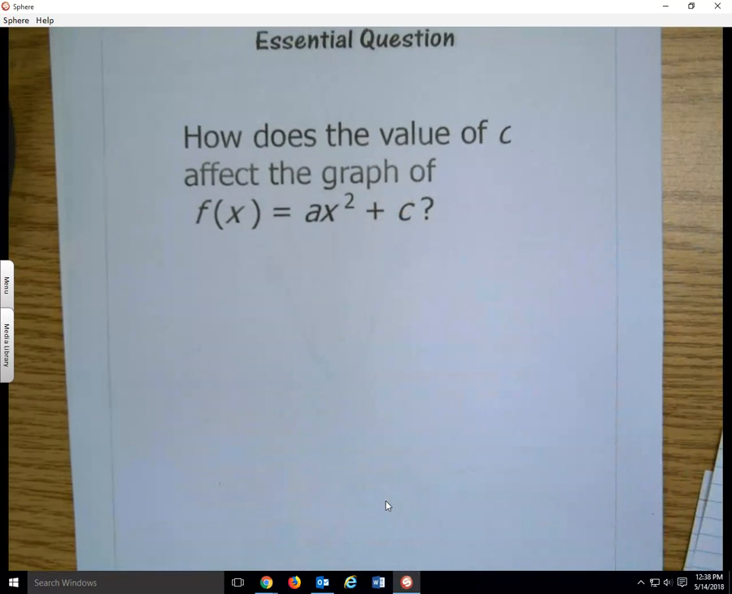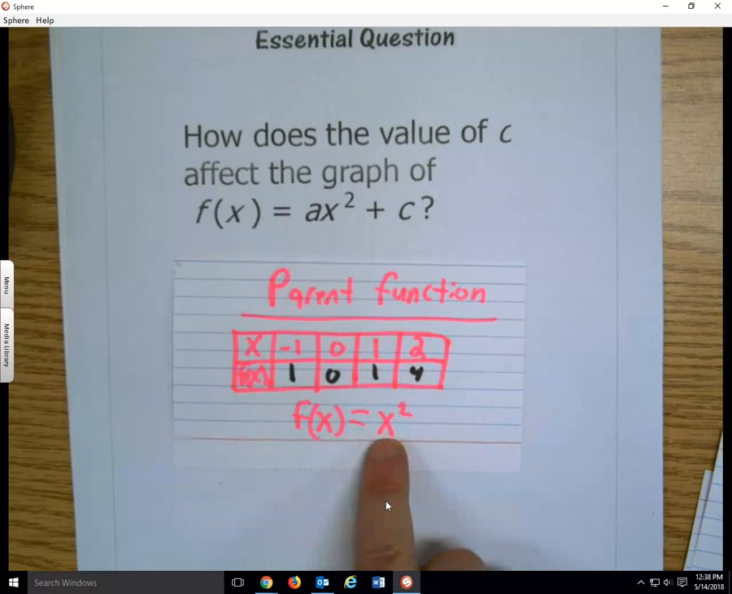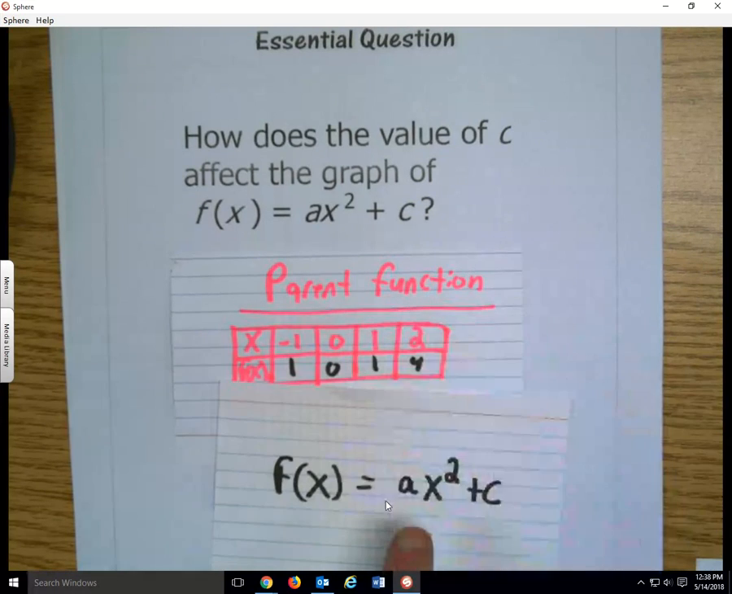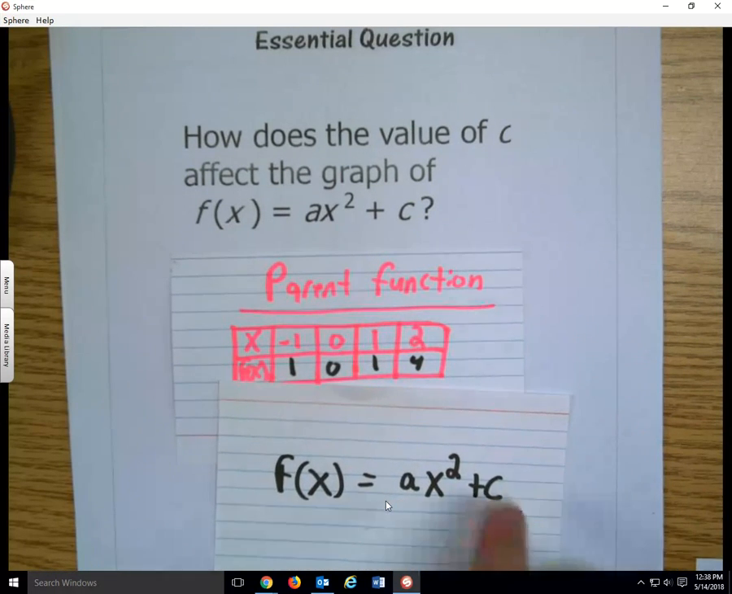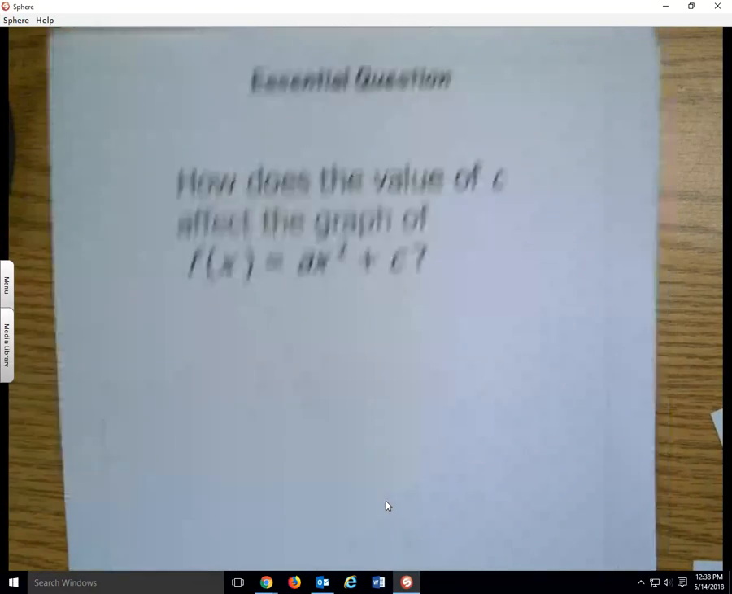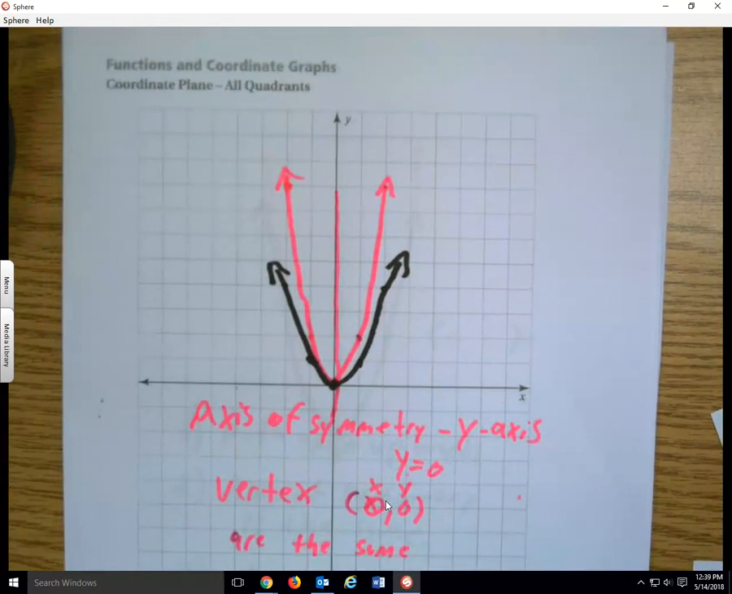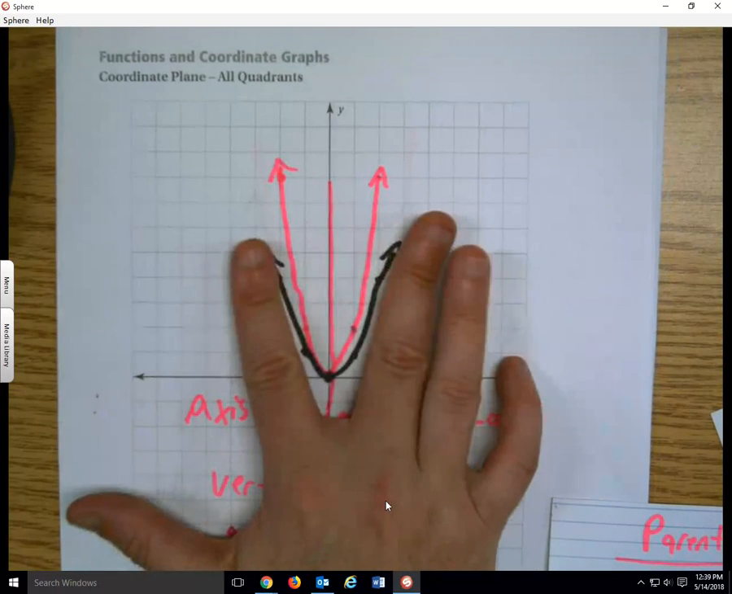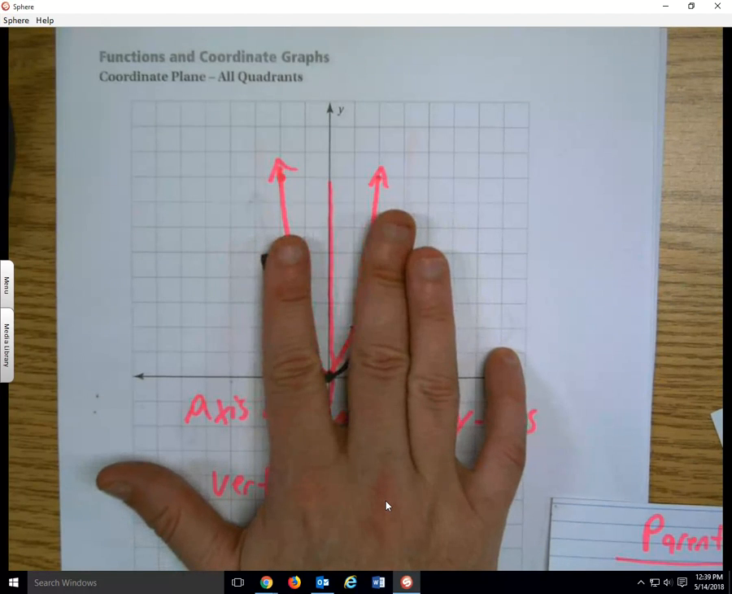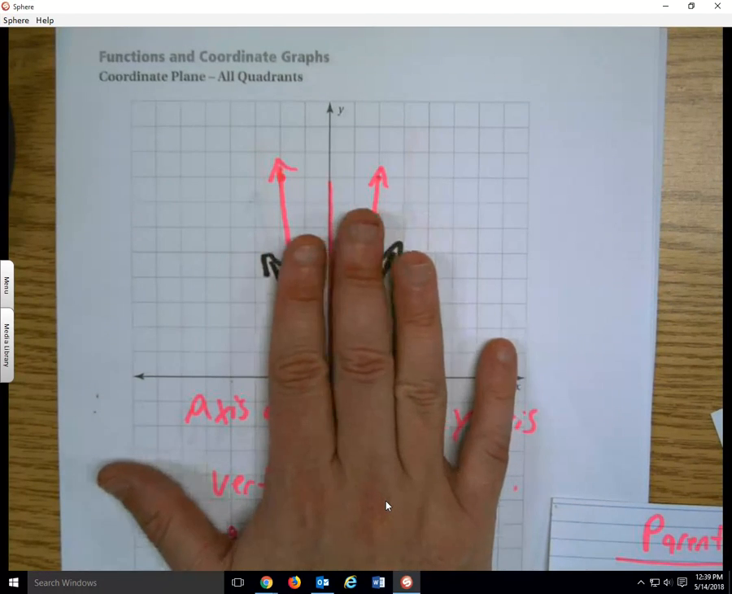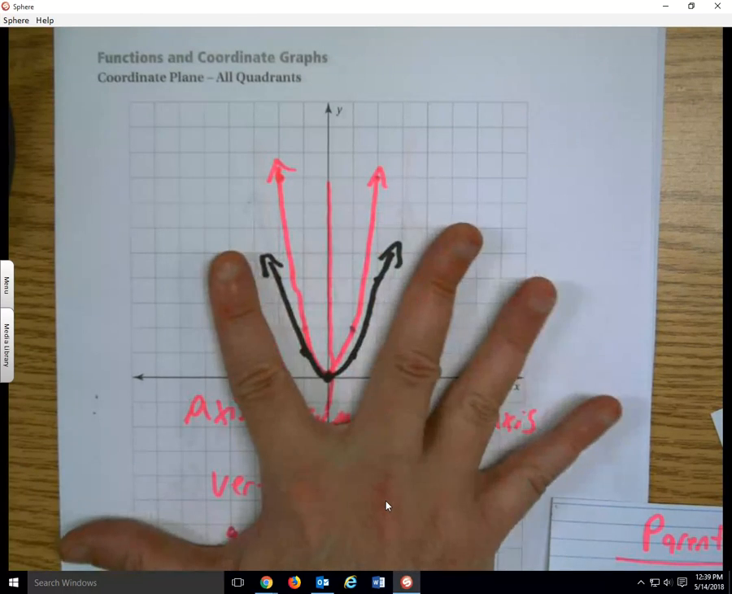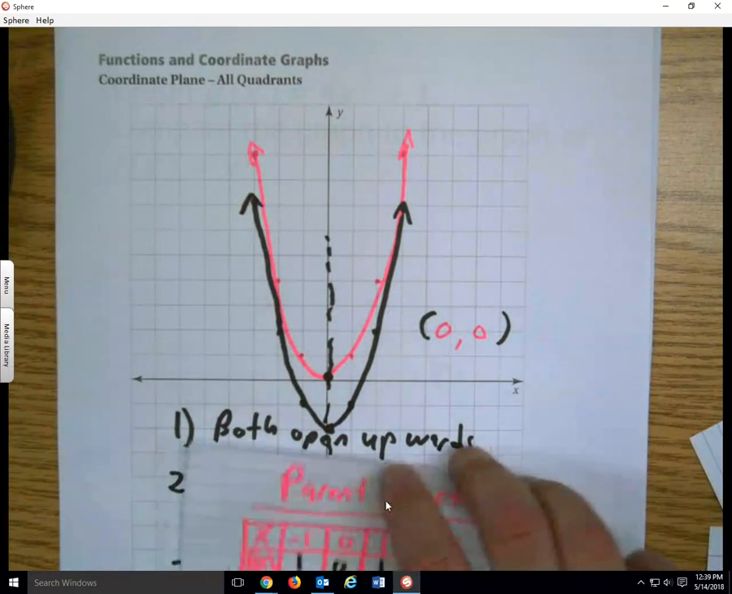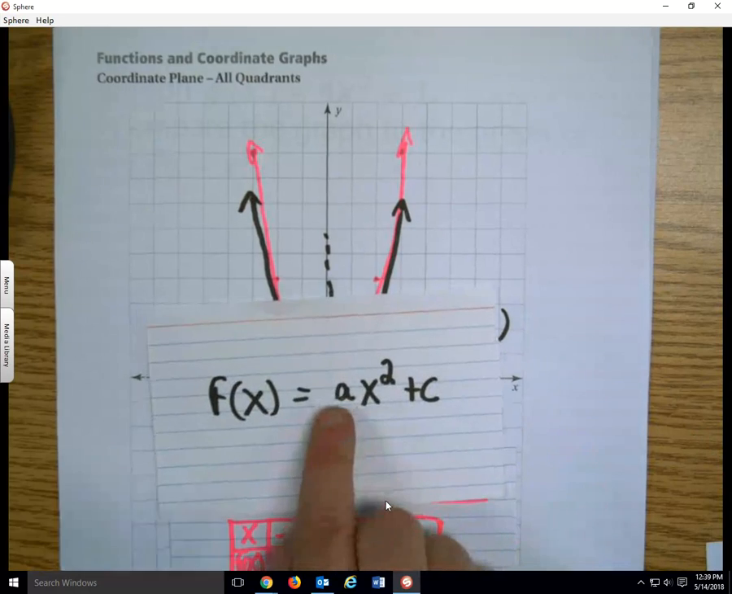And remember, all of that is a modification of this parent function of just x squared. So x squared gets changed today by the a in front and adding the c in the back. What does that actually do to the graph? If you remember, the a is either going to be a vertical stretch, which brings it closer to the y-axis, or a vertical shrink, which would have it go away from the y-axis. That's what the a does, a stretch or shrink.